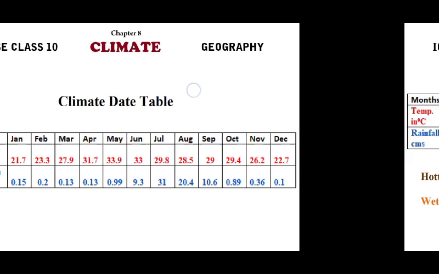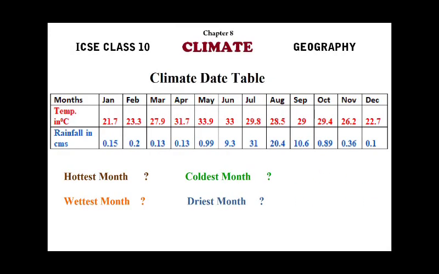Now, how can we interpret? There are different ways to interpret. We'll start with the very simplest one. These are the simple 4 questions that can be asked about this particular data. Which is the hottest month or which is the coldest month? And which is the wettest month and which is the driest month? We can interpret so many things, but these are 4 simple questions. So we'll start with simple questions.